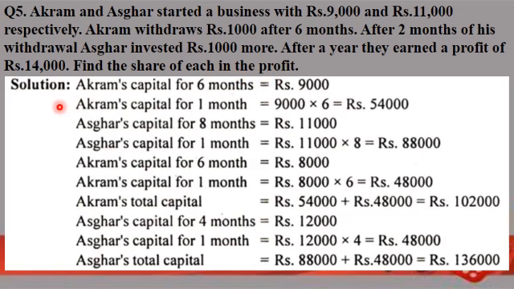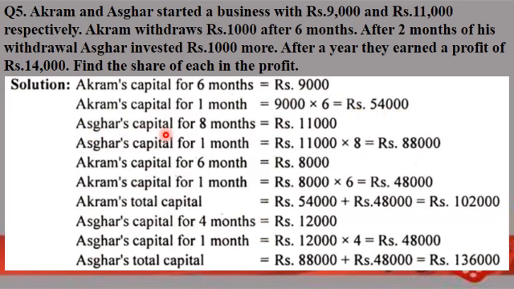As we are observing, it is not a simple partnership question, it is a compound investment question. So first of all, we will find the capital for both the partners. Akram's capital for 6 months is 9,000, and for 1 month, we will multiply the amount for the 6 months, because in the beginning he invested for 6 months. So 9,000 multiplied by 6 is equal to rupees 54,000.